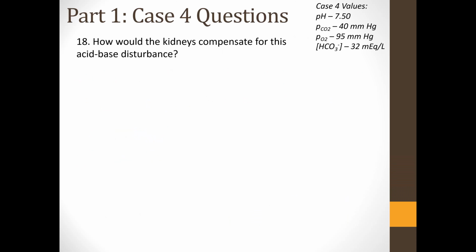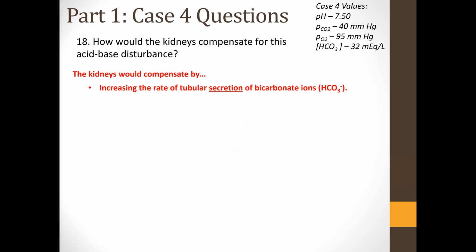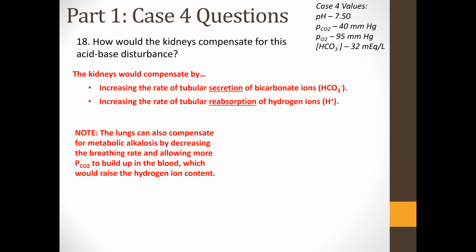So number 18, how would the kidneys compensate for this acid-base disturbance? Whenever you have a case of alkalosis, whether it's respiratory or metabolic, the kidneys will compensate by secreting bicarbonate ions into the urine and increasing the reabsorption of hydrogen ions, or keeping hydrogen ions in the blood. Now note the lungs can also compensate for metabolic alkalosis by decreasing the breathing rate, which would allow more carbon dioxide to build up in the blood, which could also help to raise the hydrogen ion content.